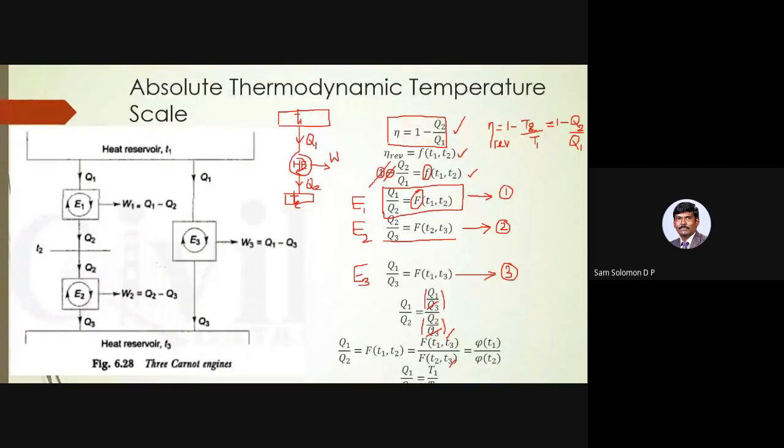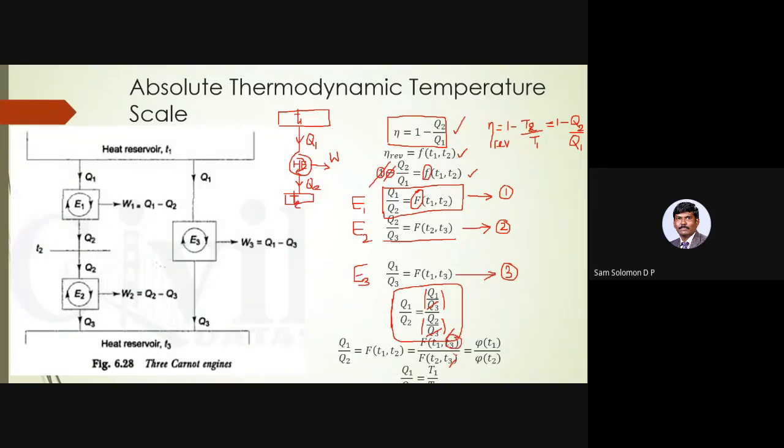Now, because I have this formation, Q1 by Q3 divided by Q2 by Q3, I have a new formation which is a function of T1 comma T3 divided by function of T2 comma T3. But what I know very clearly is for Q1 by Q2, it is just functions of T1 and T2. So for this engine, which operates between T1 and T2, Q1 by Q2 is a function of T1 and T2 only. So it is not dependent on this T3.